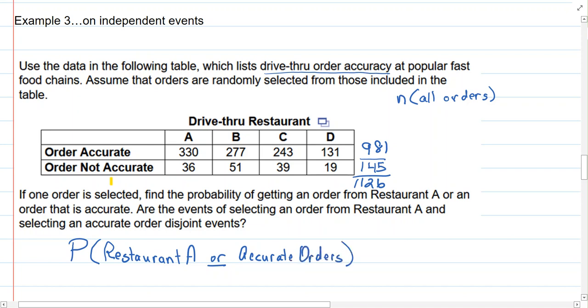All right, now let's look at that. So if I wanted restaurant A, that would be these two numbers here. And I'd add them. And I would get 366. Okay? Then there, 666. Okay. And then if I wanted accurate orders, I would have this bar here, which is 981. And we notice that we have what we call an overlapping.